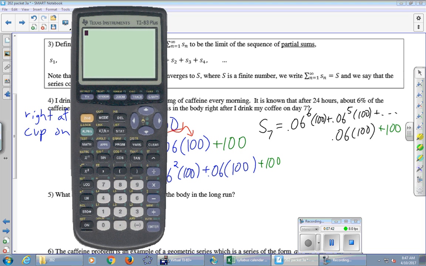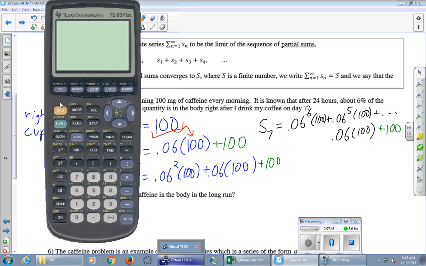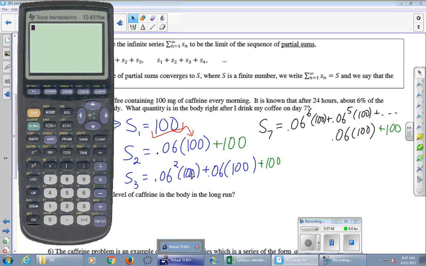Turns out there is a very nifty way to type this thing onto the calculator. Like, it appears to be annoying to type this thing onto the calculator. I'm just going to type in this one annoying one here, 0.06 squared times 100 plus 0.06 times 100 plus 100. I think I've done that right. So 106.36, that's S3, okay? So that's kind of annoying if I want to type all this thing out.